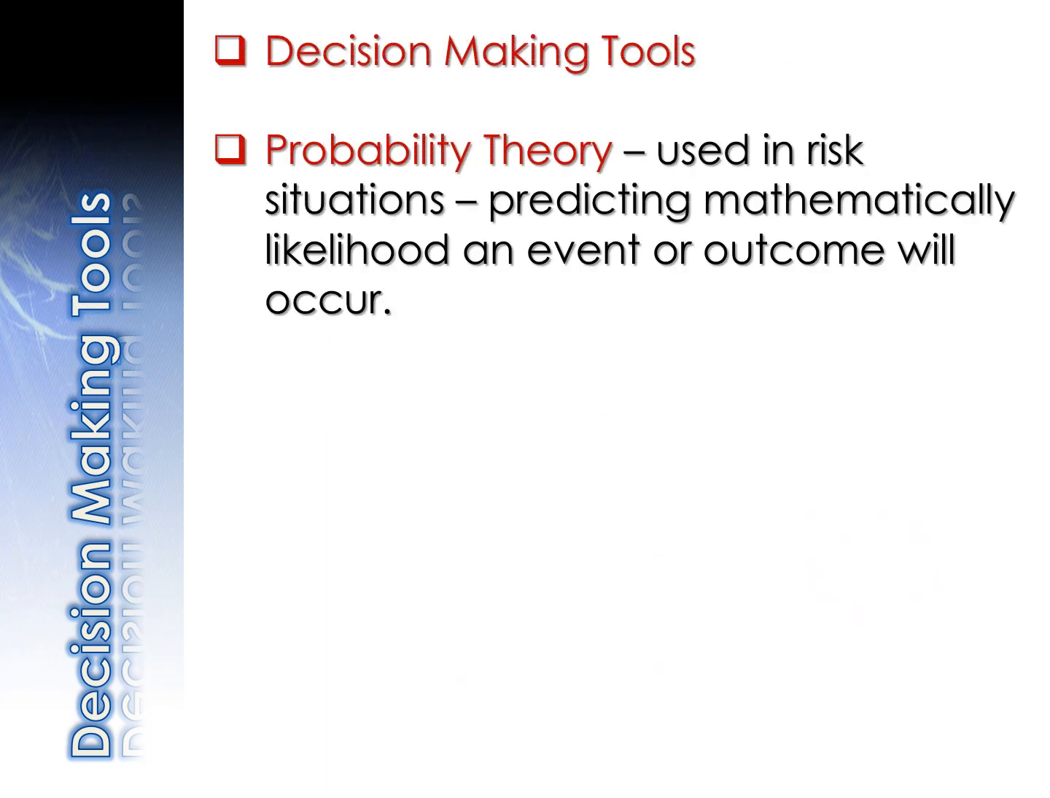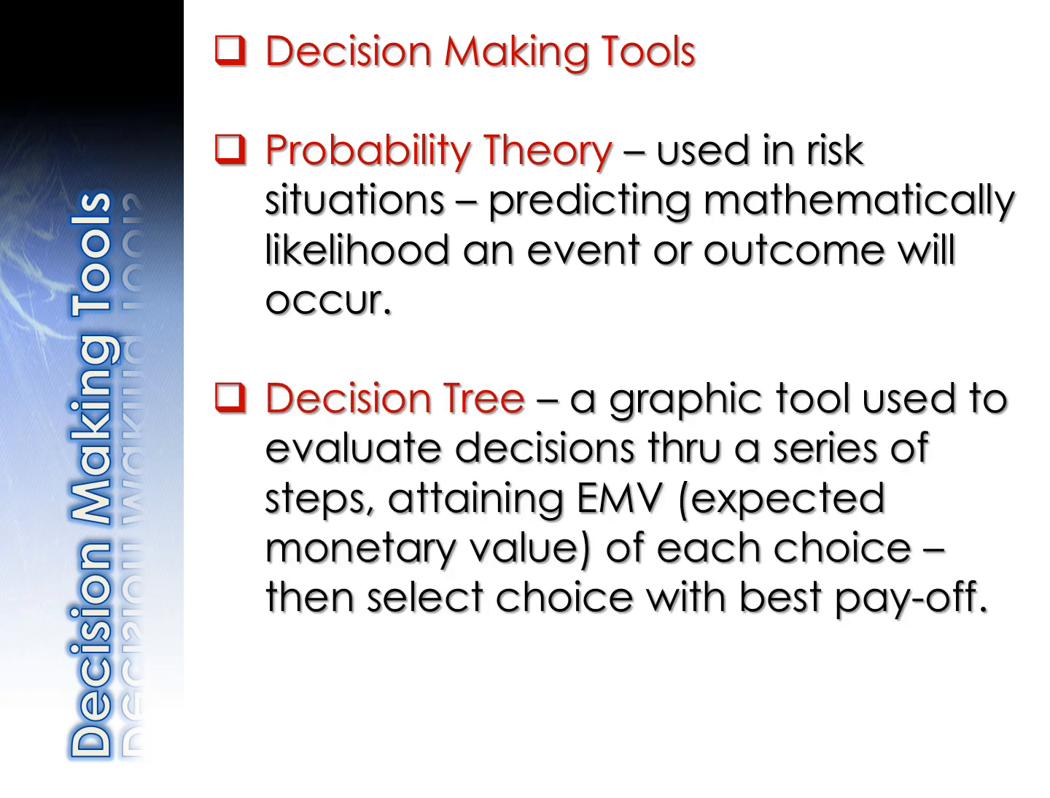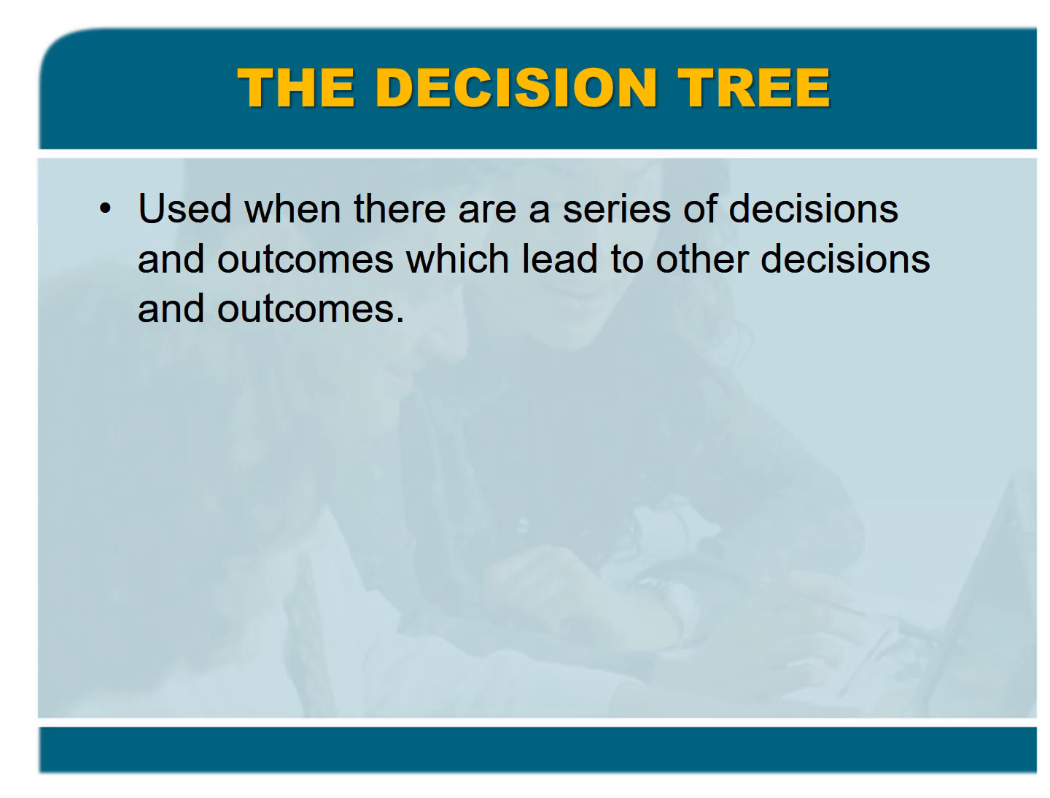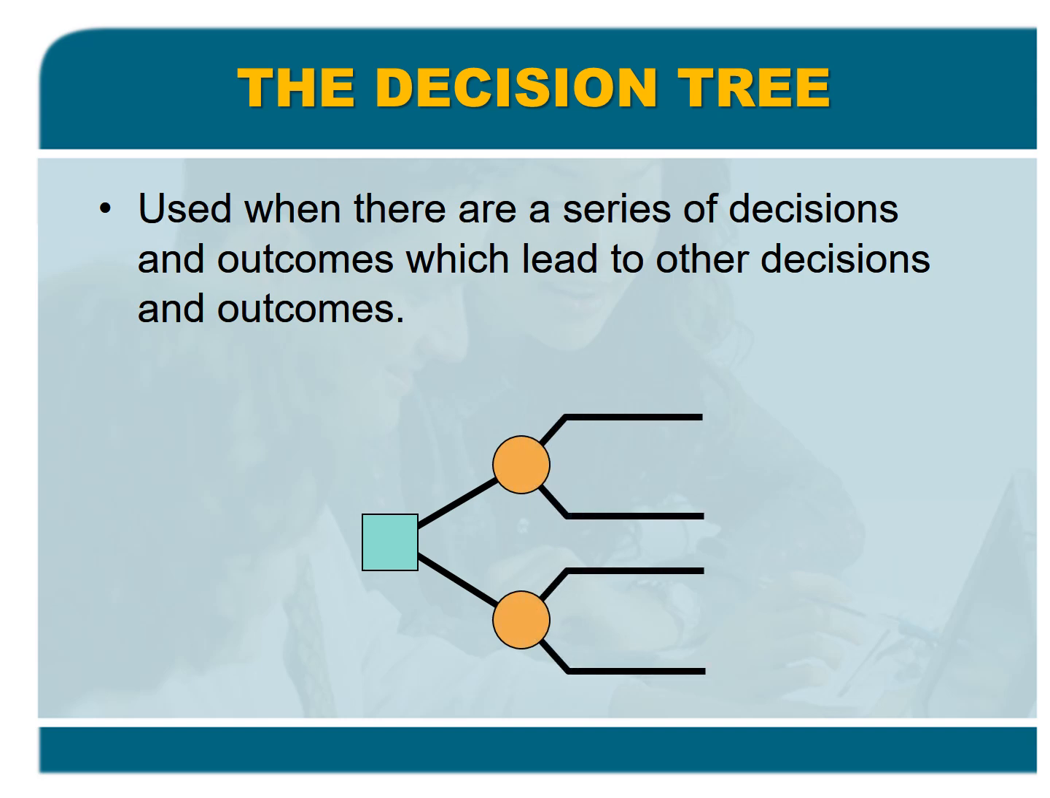Some of the decision-making tools are the probability theory used in risk situations, predicting mathematically the likelihood an event or outcome will occur. One of the other tools for this is also called design of experiments. A decision tree is a graphic tool used to evaluate the decisions through a series of steps, attaining the expected monetary value of each choice, and then selecting the choice with the best payoff. When there are a series of decisions and outcomes which lead to other decisions and outcomes, you should use a decision tree.